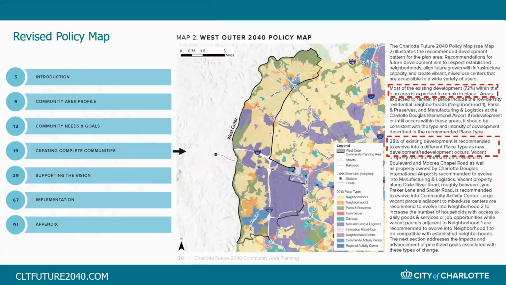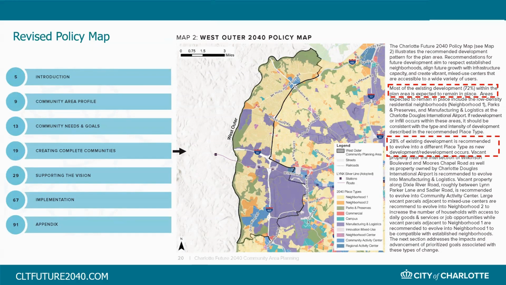Chapter 4 focuses on the recommended development pattern for the geography through the 2040 policy map. The colors in the map relate to the types and intensity of development that is appropriate in the area. To learn more about the colors, please see the place type descriptions in the appendix.